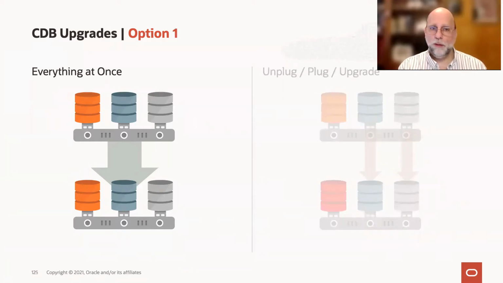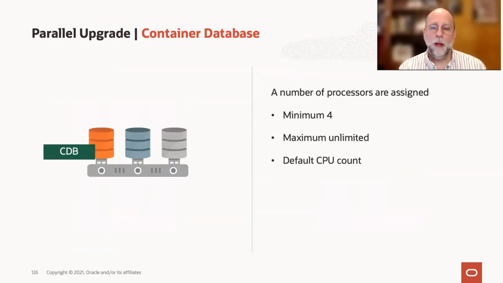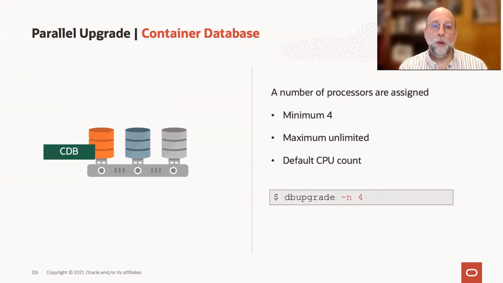For the everything at once option, what we're going to do is upgrade that entire container database, the CDB root, the PDB seed, and all the application PDBs with one command. Now, when you do this, you'll start with a number of processes assigned to this, and the minimum will be 4. The maximum is limited only by your hardware, because we will default to CPU count for the number of processes used to upgrade that container database. If you're using the dbupgrade command, for example, at the command line, the default would be -n 4 for the number of SQL processes used to upgrade your database.